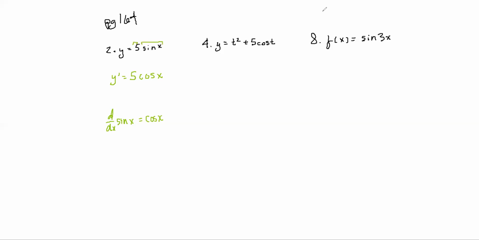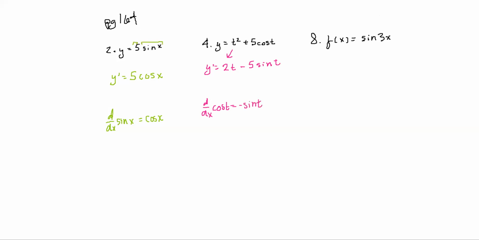Number 4. I've got the derivative of t squared, which is just going to be 2t, plus 5 times the derivative of cos t. What is the derivative of the cosine of t? Negative sine t, exactly. So I jumped the gun by writing that plus sign. It needs to be a minus sign, minus 5 sine t. Okay, awesome.